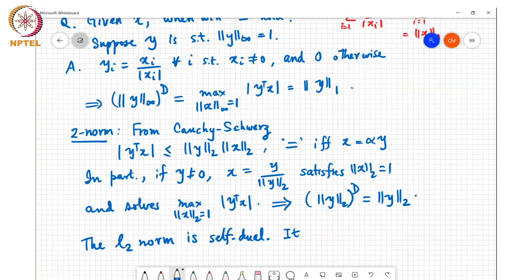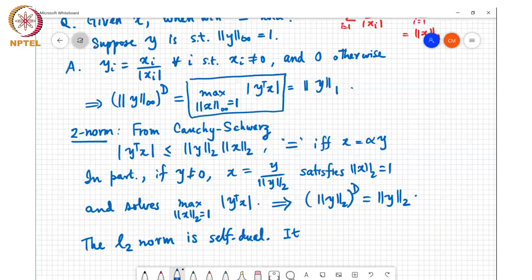No. See, when I have an optimization problem like this, the solution to the optimization cannot contain x. I've already searched over all possible x's and I'm asking what is the maximum value of this. It'll only depend on y. There is no meaning to writing the dual norm of y as something that depends on x. X is like a local variable to this optimization problem.